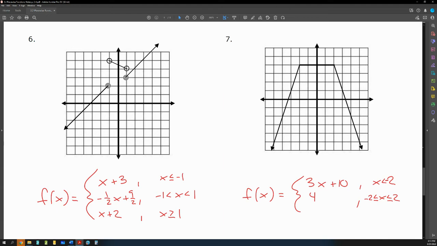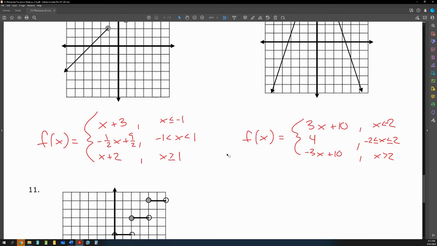This line is reflected over the y-axis as this first line, so you may have noticed, but this also has a slope of -3 and a y-intercept of +10. So we have the line -3x plus 10 for the domain x is greater than 2.